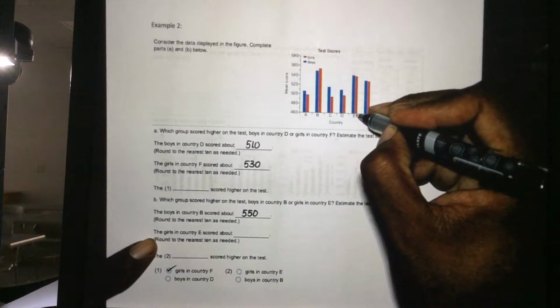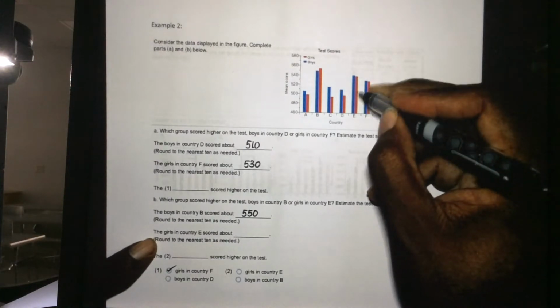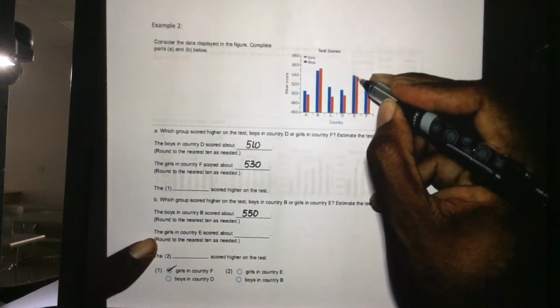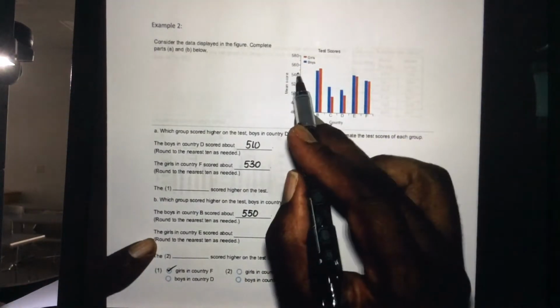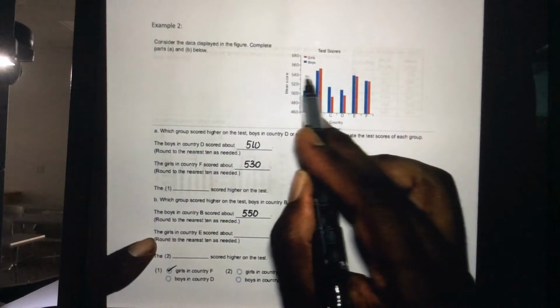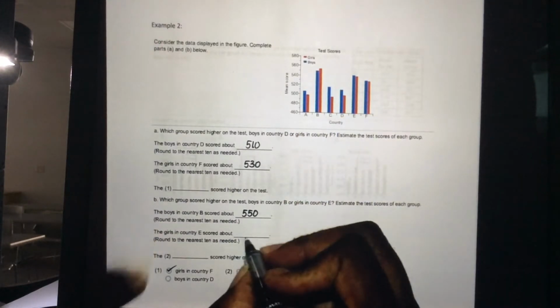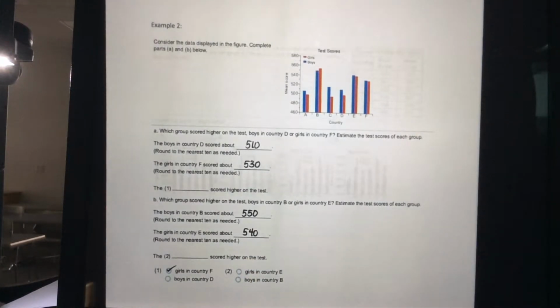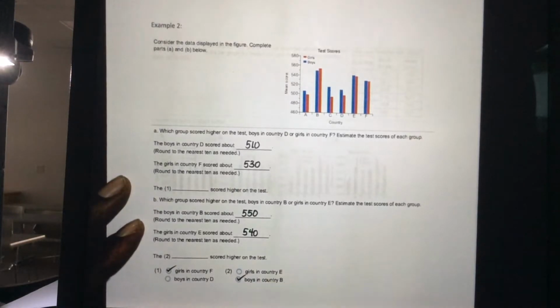And then the girls in country E. Here's E. The girls are in red. And then read to the left. That's about 540. Yeah, about 540. So the girls in country E scored about 540. Now compare those two. You can see that who scored higher on the test, it would be the boys in country B. That would be that answer choice.